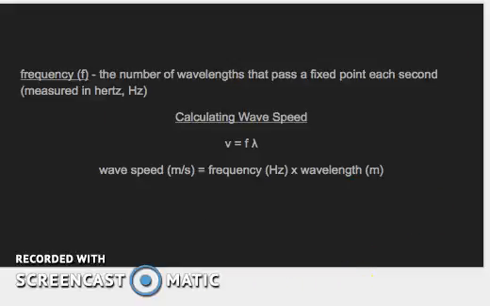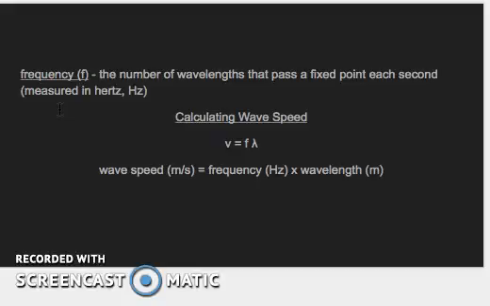Alright, so here's frequency. Frequency is represented by the letter f, f for frequency. And this is the number of wavelengths that pass a fixed point each second. And frequency is measured in hertz, and that's represented by Hz. Okay? So frequency is the number of wavelengths that pass a certain point each second.